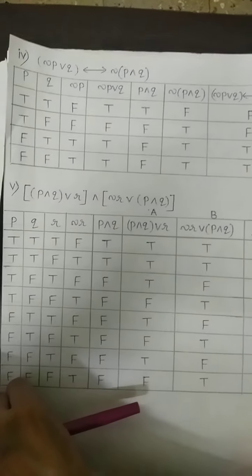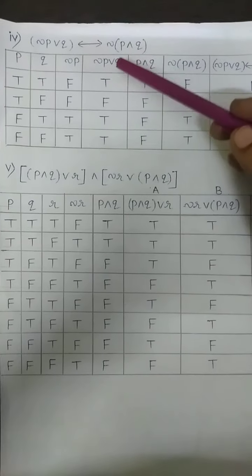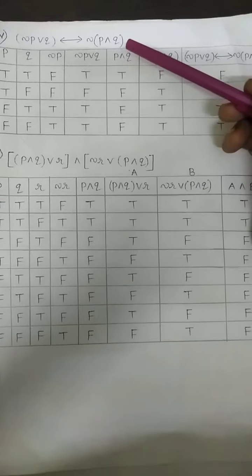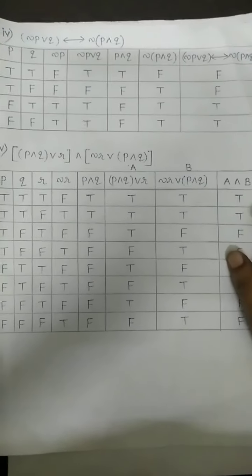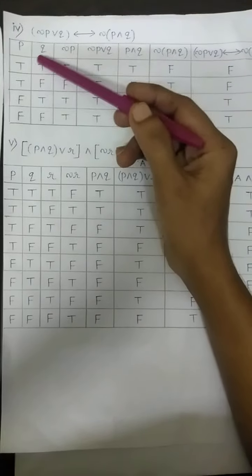Now consider the next one. Negation of P or Q, double implies negation of P and Q. Here also two statements are given, so we are going to consider four possibilities. Now first two columns will be fixed.